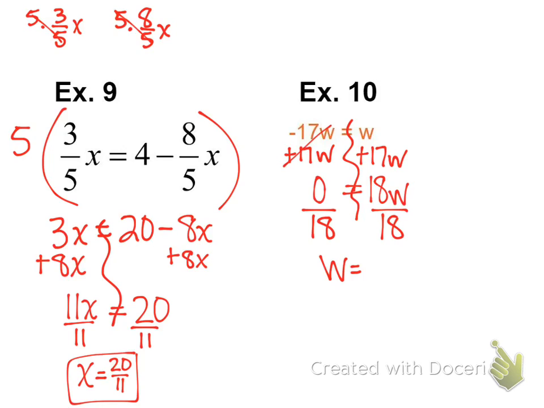Zero divided by 18 is? 0. Oh, I thought I was going crazy. Questions, concerns? I should still see work. Even if 0 is your answer, that's fine. I should still see how you got there.